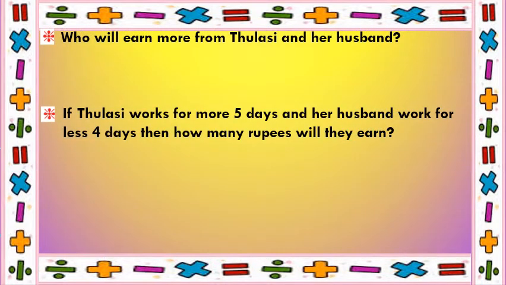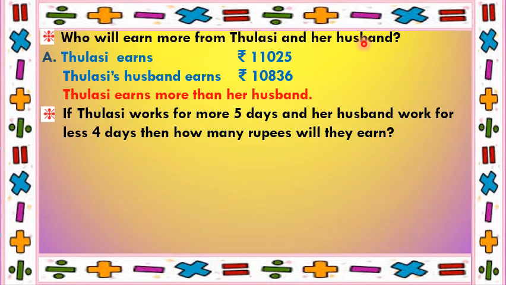Now children, we have to find who will earn more, Tulasi or her husband? Children, we have found out that Tulasi earns rupees 11,025, whereas Tulasi's husband earns rupees 10,836. So naturally, Tulasi earns more than her husband.